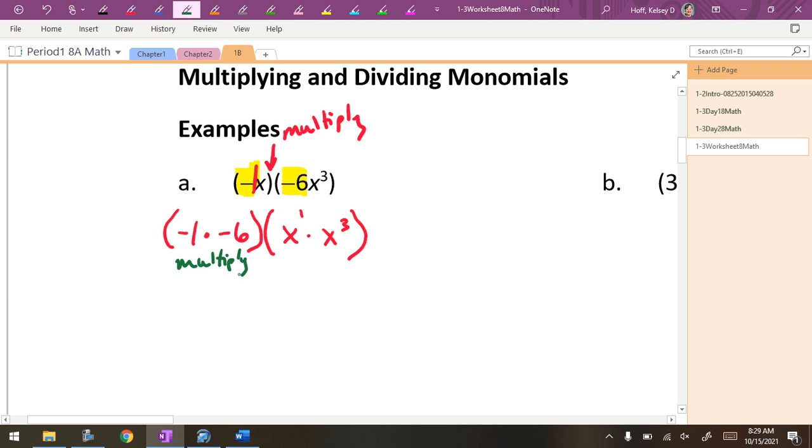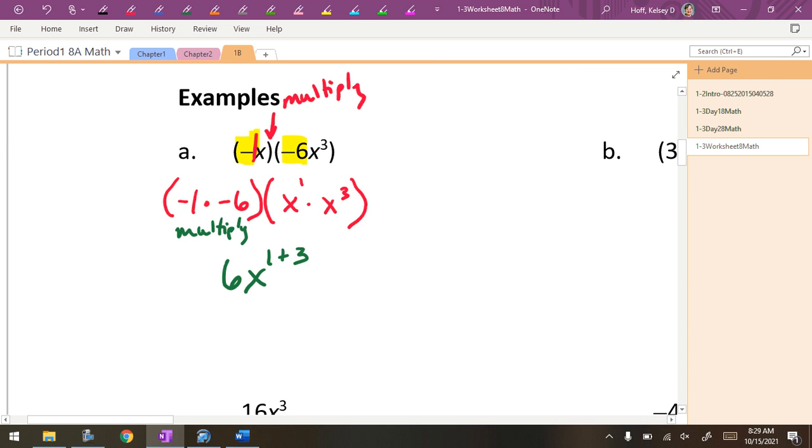Tone? Positive 6, he says. Anybody else get positive 6? I got positive 6. When we multiply, we keep the base. What's the base? X. And what do you do to your exponents? You add them. Very good. 1 plus 3. So my final answer is going to be 6x to the 4th power. Nicely done. 6x to the 4th power.